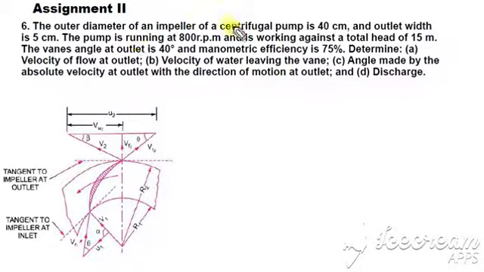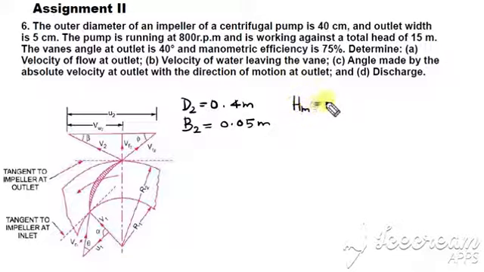The outer diameter of the impeller is given, that is D2 is equal to 40 centimeters, that is 0.4 meters, and the impeller width at outlet is also given. Remember, these are the impeller width and diameter at outlet. So B2 is equal to 5 centimeters, 0.05 meters, and the total head against which the pump is working, obviously the manometric head, is just 15 meters, given.